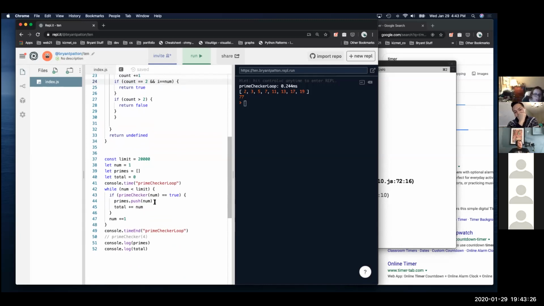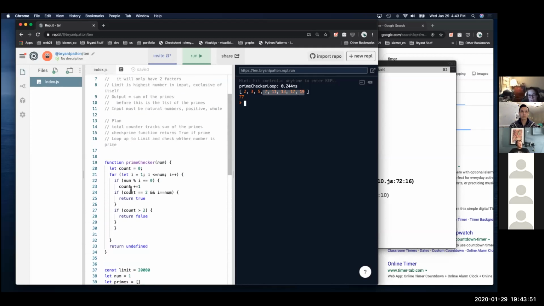And then total starts at 0. That's the running total of the sum of the primes, right? That's just adding the number to total and then increasing num by 1. Primes.push: I just made a primes array to see the primes. On line 24, count is the divisors, and i equals num. So you're passing in num, and then you're looping through i up to and including num.